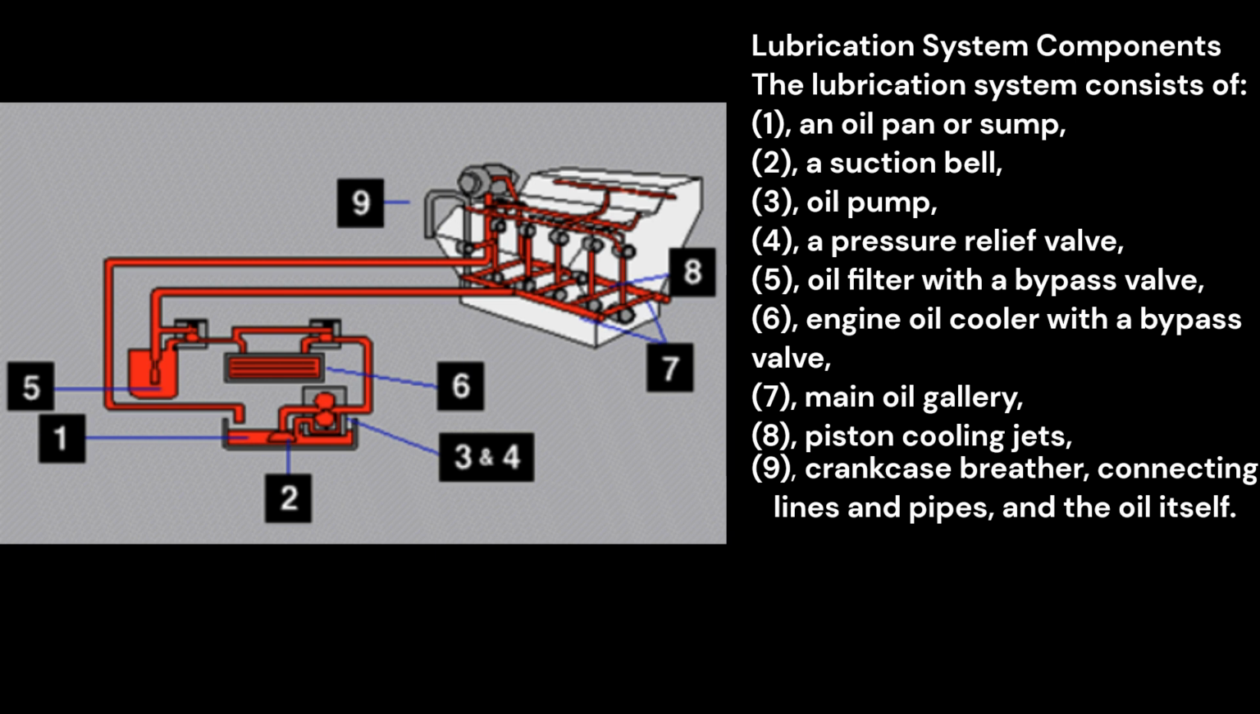Lubrication system components. The lubrication system consists of: 1. An oil pan or sump. 2. A suction bell. 3. Oil pump. 4. A pressure relief valve. 5. Oil filter with a bypass valve. 6. Engine oil cooler with a bypass valve. 7. Main oil gallery. 8. Piston cooling jets. 9. Crankcase breather, connecting lines and pipes, and the oil itself.